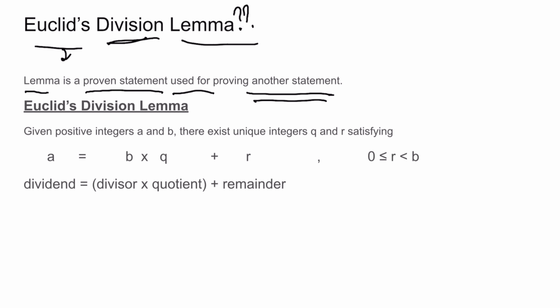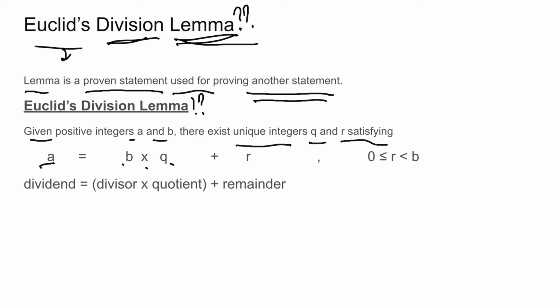So there was a statement which was already proved. Now that particular statement is being used to prove other statements. And that is what the word lemma means. Now the question is, what is Euclid's division lemma? Euclid's division lemma states that given positive integers a and b, there exist unique integers q and r satisfying a = bq + r.